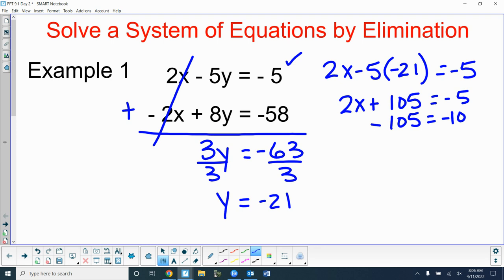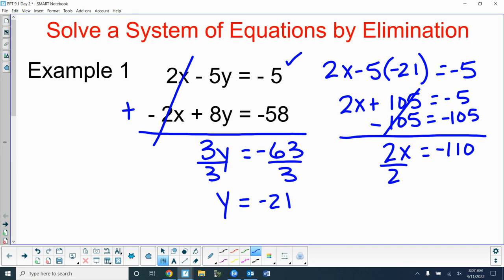Where did you get 105? 5 times 21. I multiplied the negative times the negative makes it positive. You're taking the top problem. Yeah, I took the top one, but if you wanted, you could do the bottom one. Fill in what I got for y, yeah. So the 105s on the left go away, and that's a negative 110 there. Then divide by 2, and we get negative 55. So we got some big numbers, but that's okay.